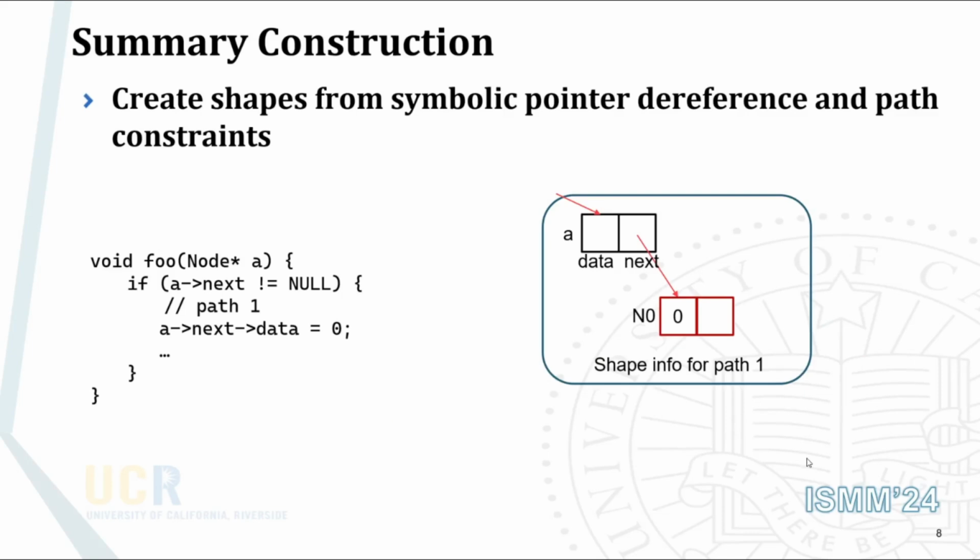Okay, let's look at summary construction. To create a function summary, we run the foo function before starting the test. We call this step Concolic unit testing. In unit testing, the parameter a passed in is a symbolic pointer. The data shape will expand when the pointer is dereferenced and related constraints are collected. Here in this figure, we show what the shape inferred for path 1 looks like. The shape will expand when the data field is dereferenced in node A's next pointer. So the node N0 is created and data equals 0 has been set there.